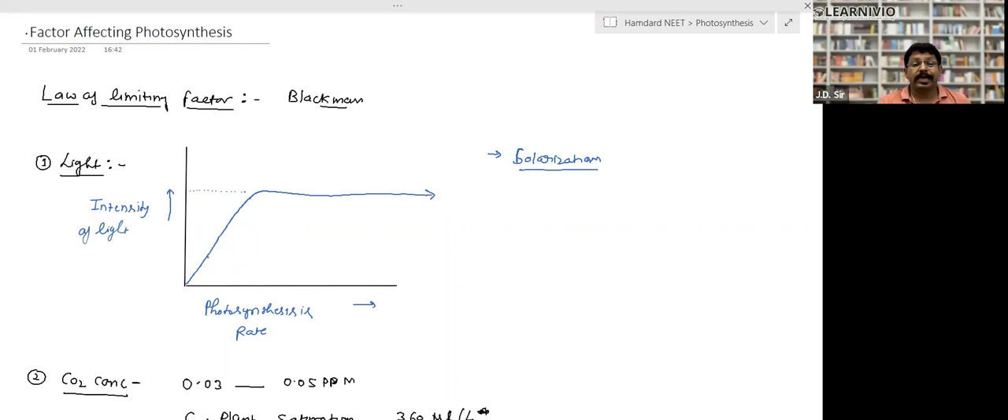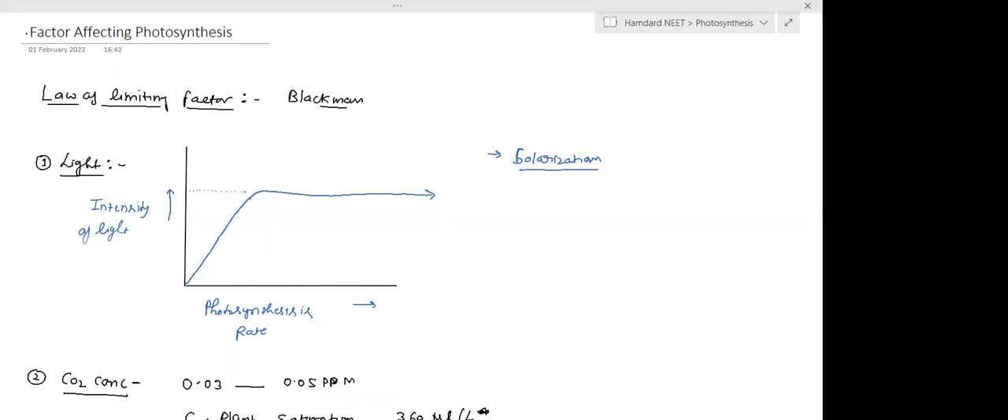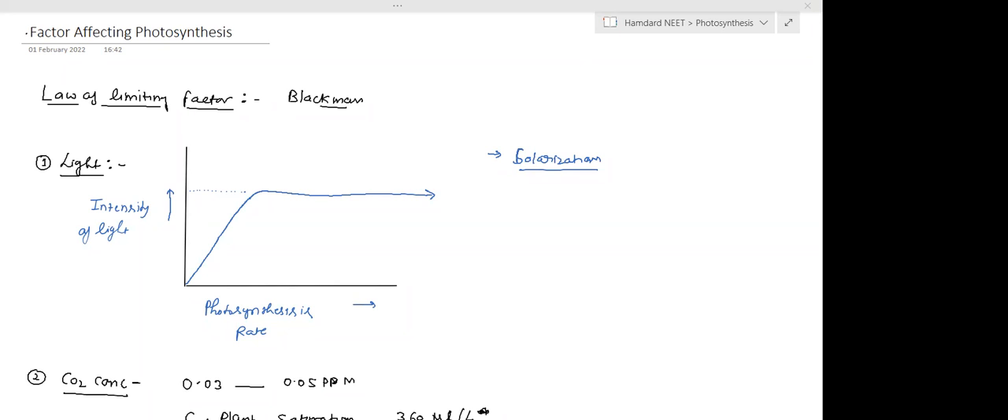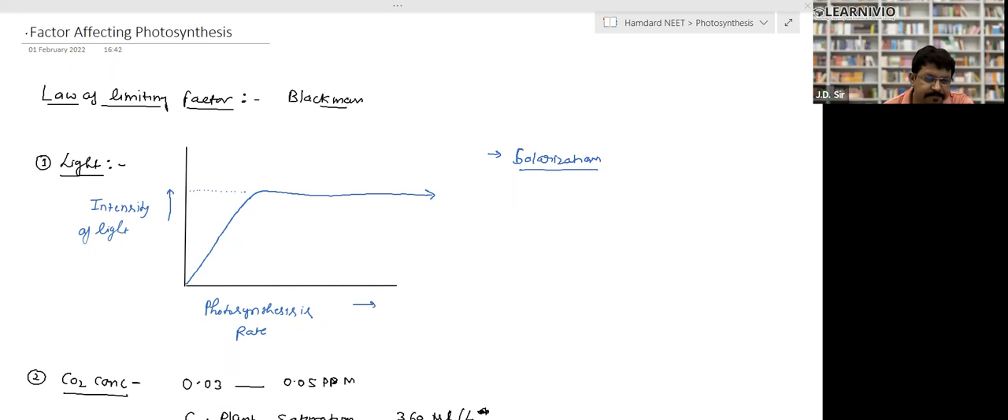And if you increase the light intensity very high, what will happen? Oxidation of many cell organelles takes place, and we call that process solarization, right? Did you get it? So light is no more a limiting factor, because we know that light is unlimited.